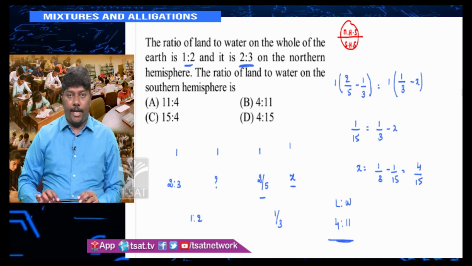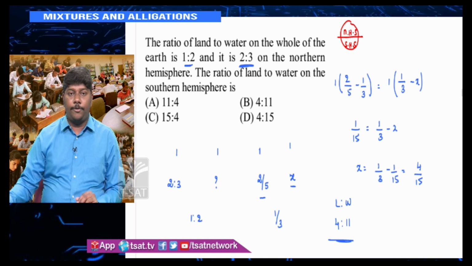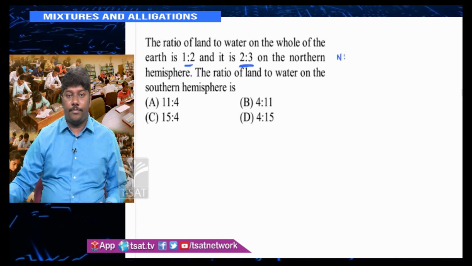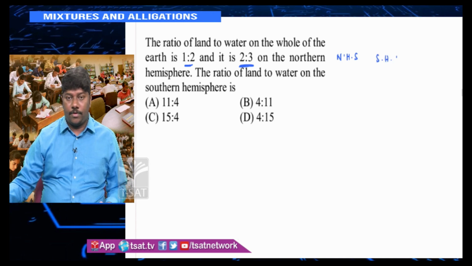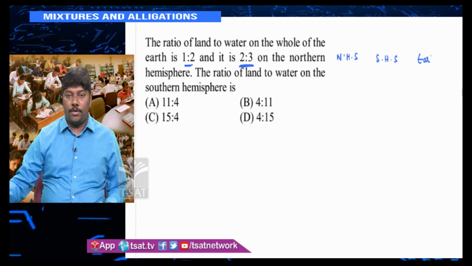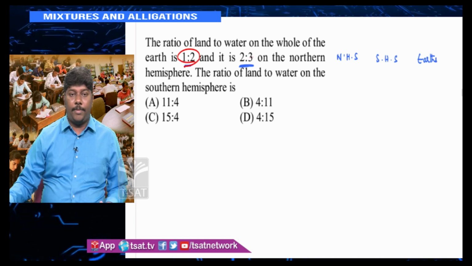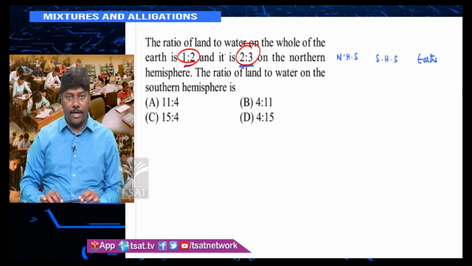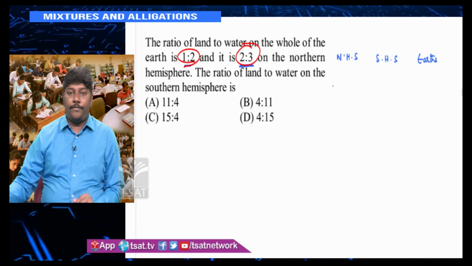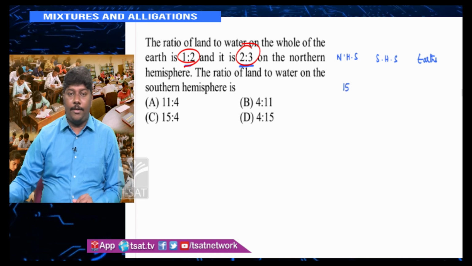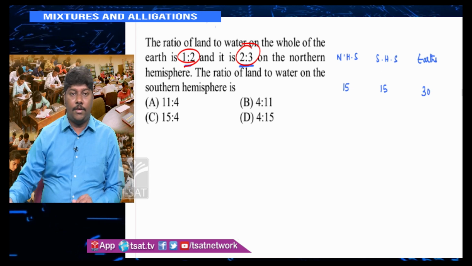Here I am finding A2. Another way of finding A2 is by using values. I take northern hemisphere, southern hemisphere, and the whole earth. Assume values for the ratios. Look at the ratios given. 3 parts, 5 parts. Take any number which is a multiple of 3 and 5. A multiple of 3 and 5 is 15. I am taking there are 15 units of land. Northern hemisphere, southern hemisphere. On the whole of earth it is 30.